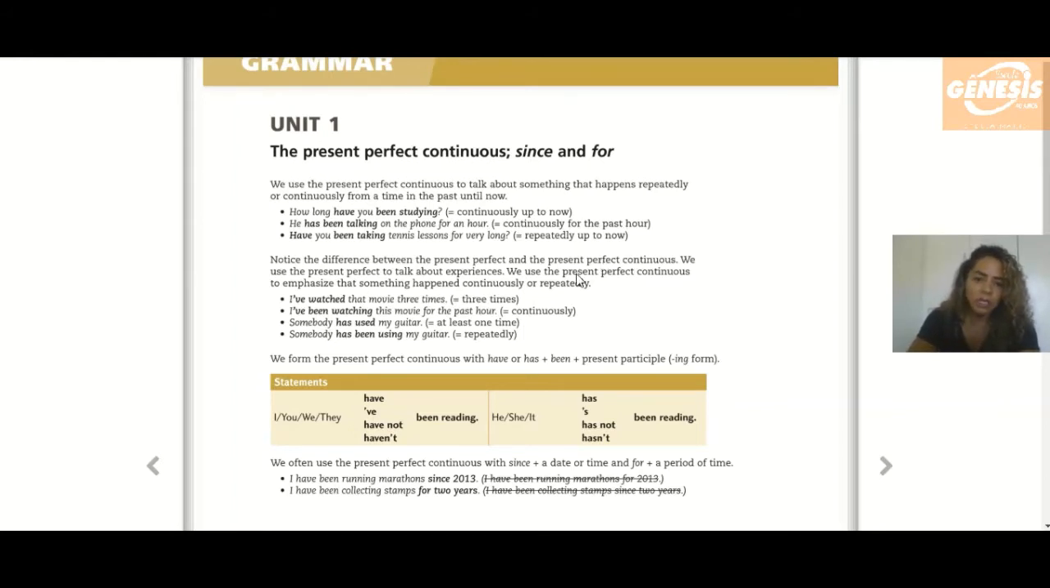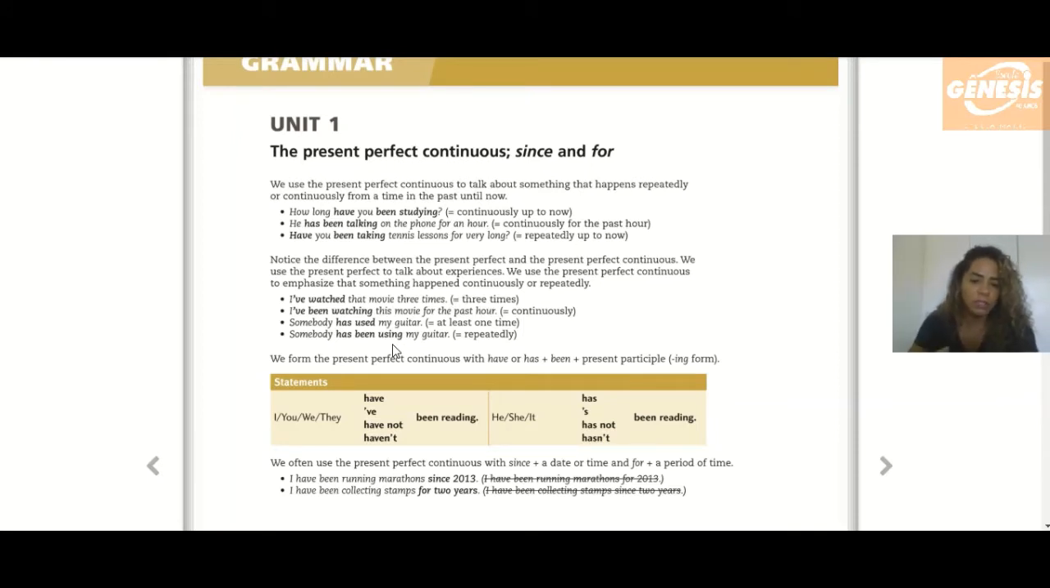I've watched that movie 3 times. So I've watched the movie 3 times. I've been watching this movie for the past hour. So continuously, I was watching the movie. Somebody has used my guitar at least one time. Somebody has been using my guitar repeatedly, once and once more, right?